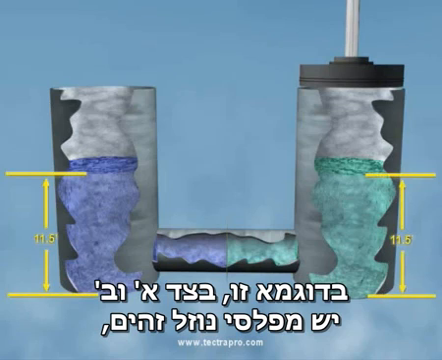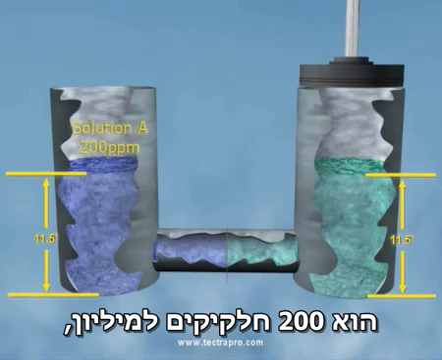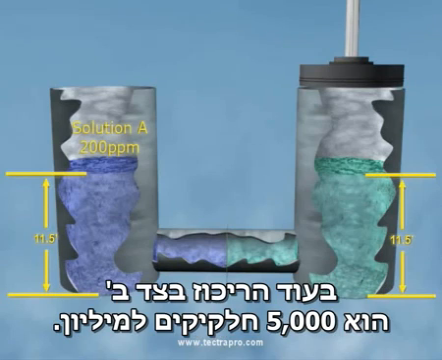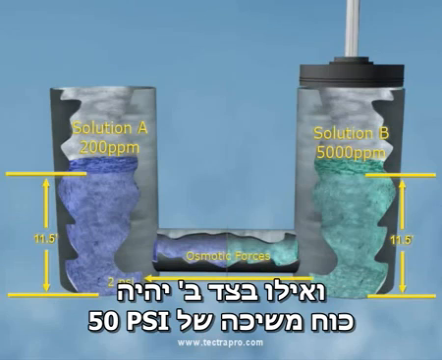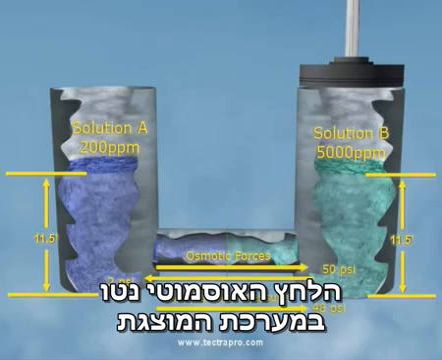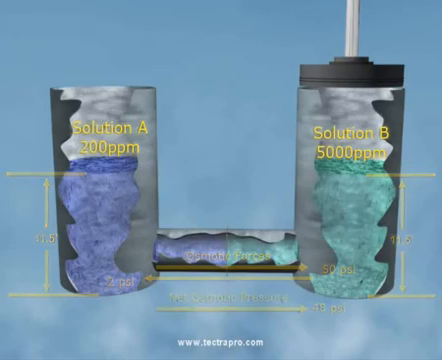In this example, side A and B have the same fluid levels, but the concentration of dissolved solids on side A is 200 ppm, while the concentration of side B is 5,000 ppm. Side A will have an osmotic attraction of 2 psi, and side B will have an attractive force of 50 psi. The net osmotic pressure of the system shown would be 48 psi towards side B.